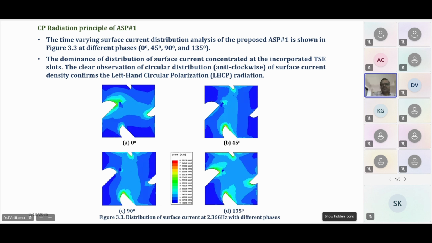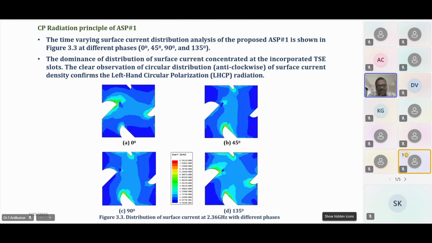Like a high beam light, if you see a car headlamp or torchlight, there is a concave or convex nature in front of it. That means the light is going to be scattered onto the wall in a conical nature, right? So that is the concept I have taken. Whenever there is a circular part of that particular slot, the concentration of the radiation, that is the current distribution, is more.